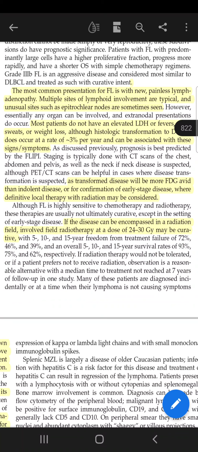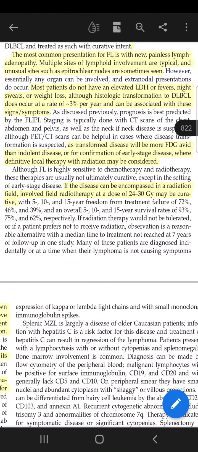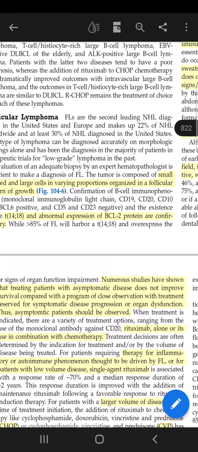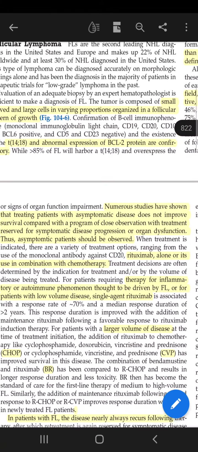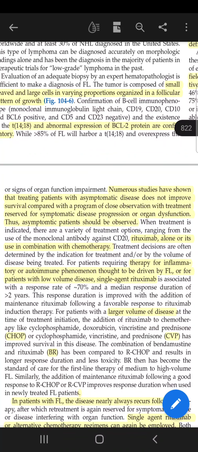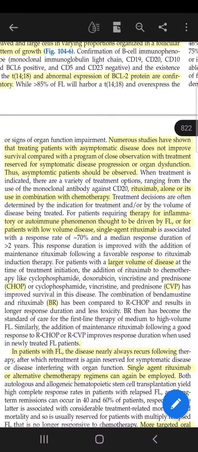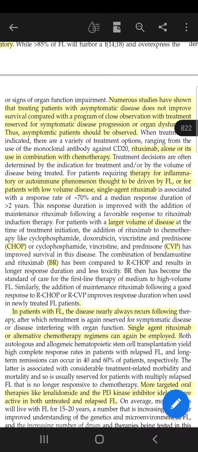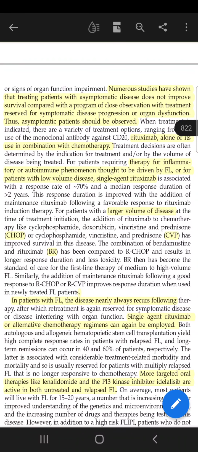And then, if there is transformation, the transformed disease will be more PET avid, and usually you can treat the disease with radiation if it is amenable to radiation. Otherwise, you might need to use chemotherapy. Most patients also sometimes are asymptomatic, so you can just watch them. When you use chemotherapy, you either use rituximab alone or in combination with various chemotherapy agents.